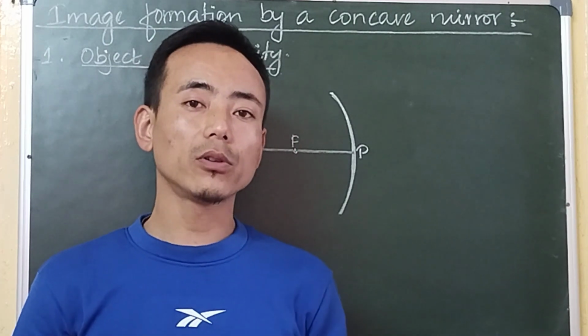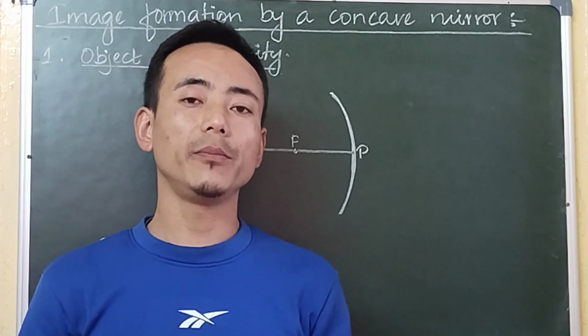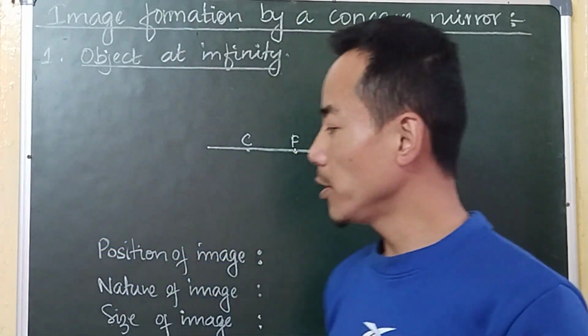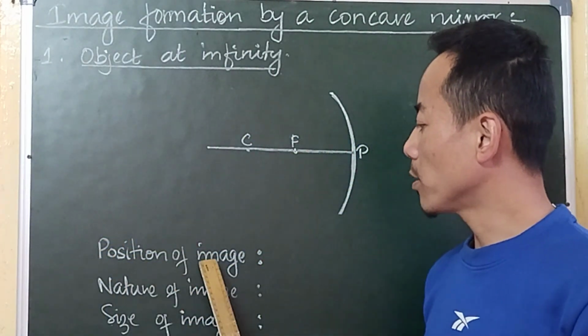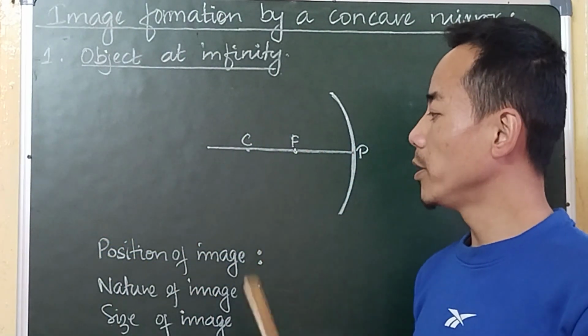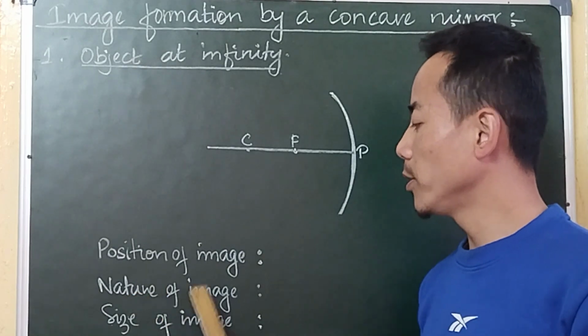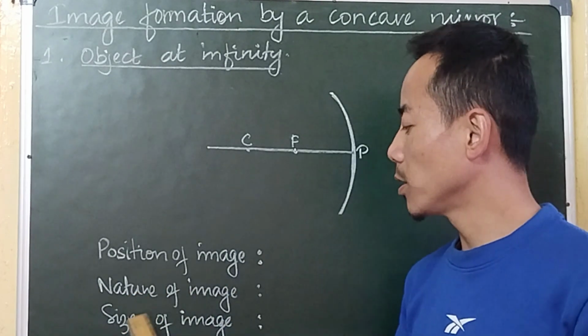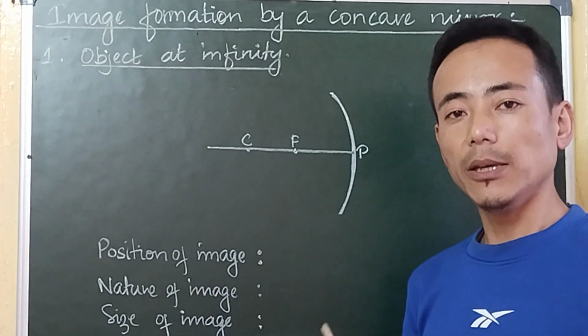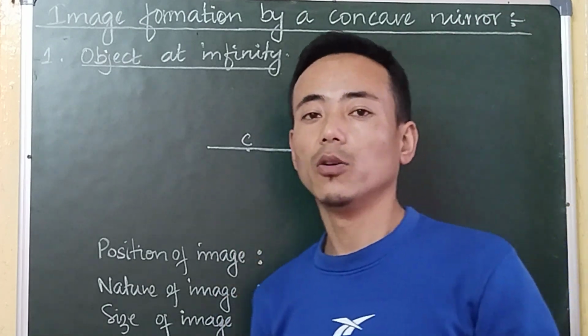We will follow the rules and we will see where the image will be formed. We have to find 3 pieces of information here. We will find out the position of the image, where the image will be formed; next, the nature of the image formed; and the third, the size of the image as compared to the size of the object.